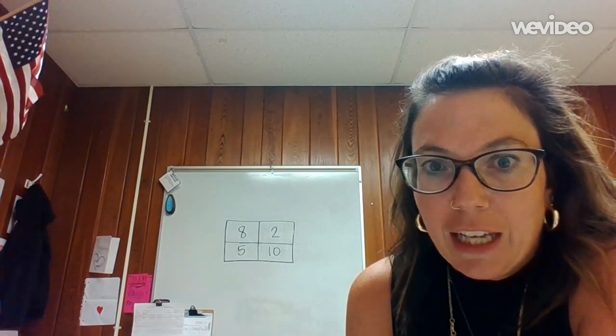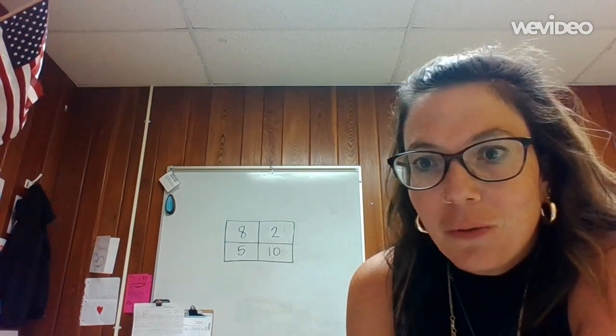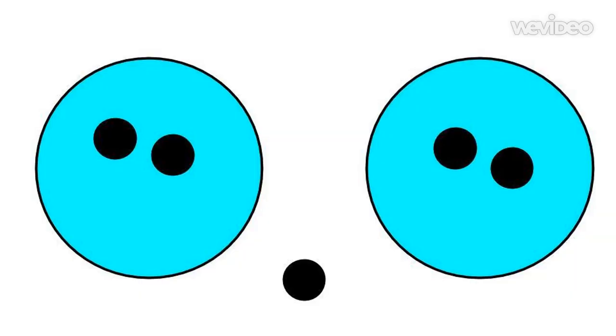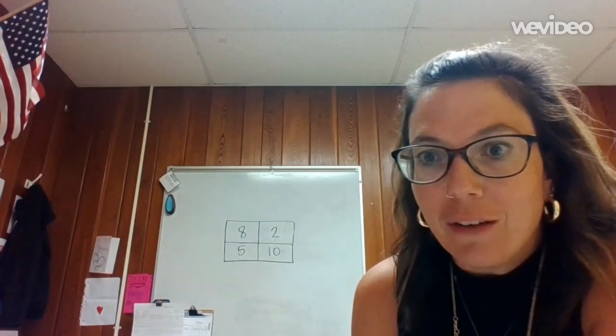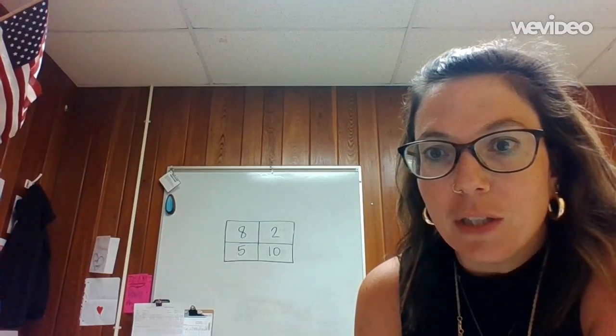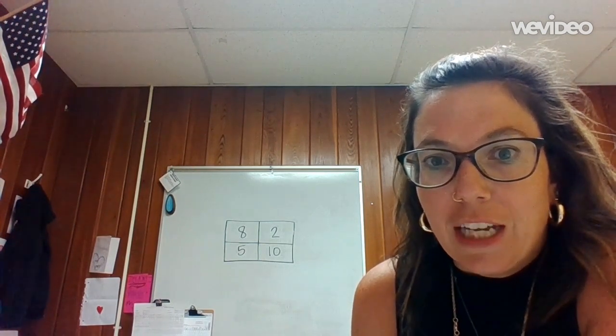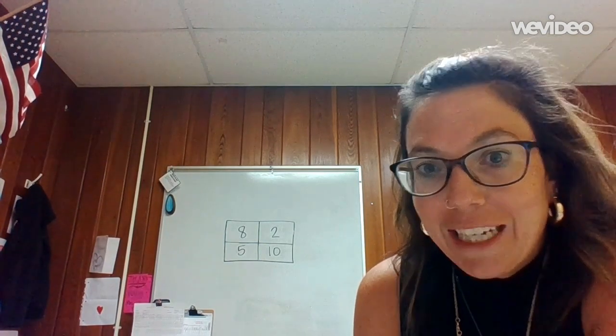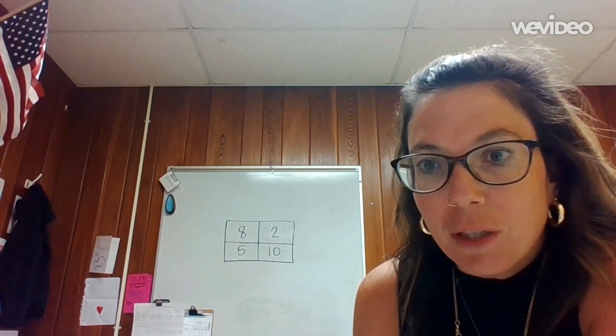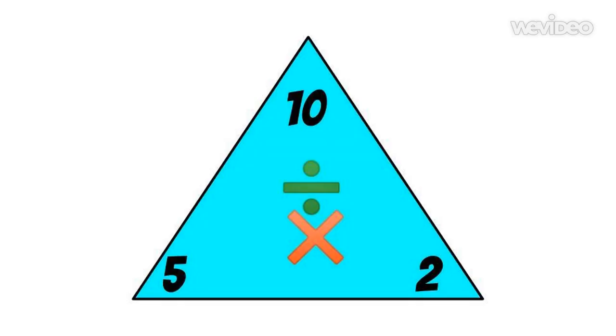They could say that the 5 doesn't belong because it's the only odd number and all the rest of them are even. And then obviously you would want them to explain how they know that 5 is odd when the other ones are even, and give that explanation. They could say that 8 doesn't belong because it's not part of the multiplication division fact family of 2, 5, and 10. Because 2 times 5 is 10, and 10 divided by 2 is 5, and so on.